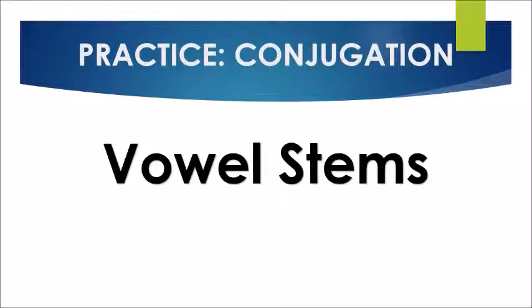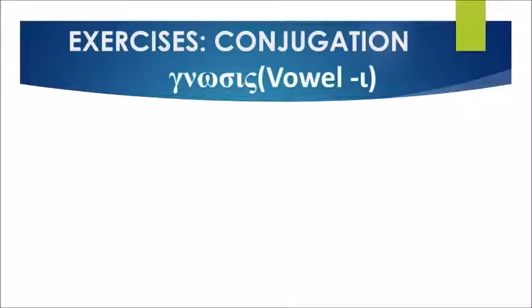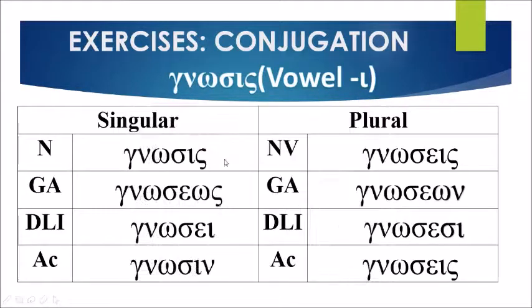Let's take a look at the vowel stems. One example is the word gnosis. This is an example of a vowel ending with iuta. So for gnosis, it becomes noseos. In the DLI, nosei. Accusative, nosin. In the plural, noseis. GA, noseon. DLI, nosesi. And accusative, nosis.